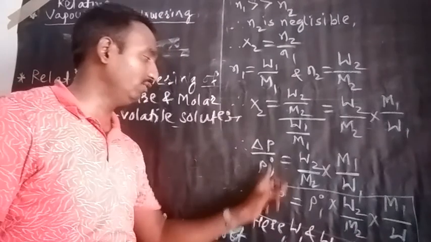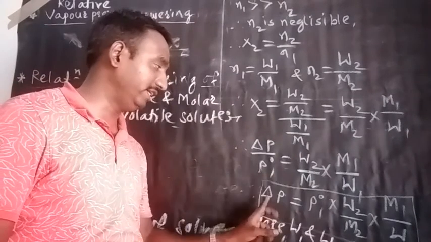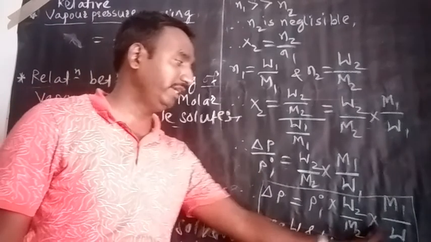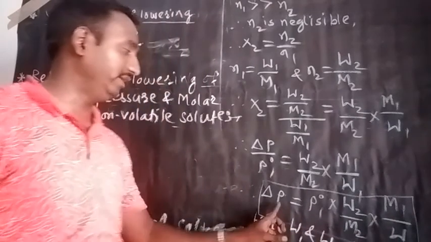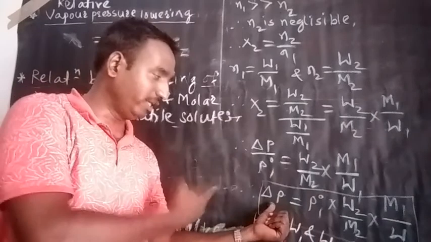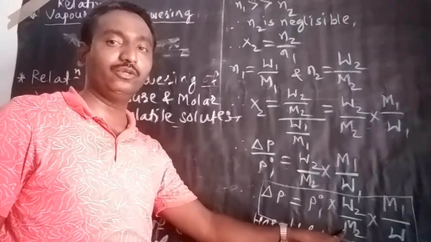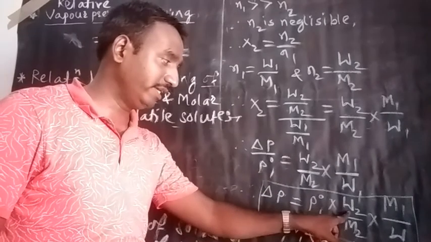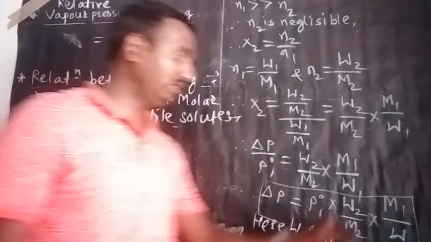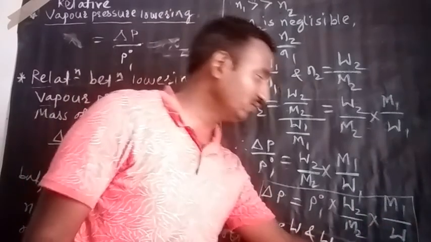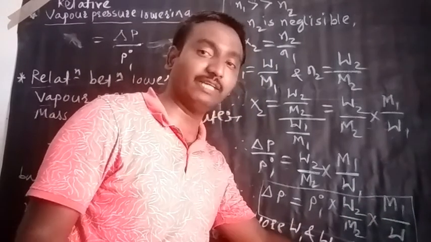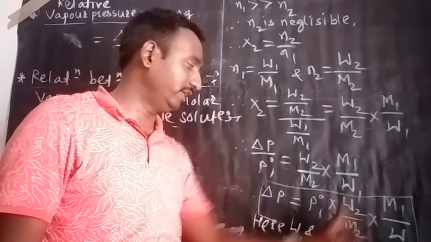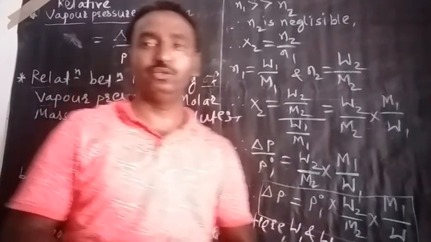When we put the P01 term on the right hand side, it becomes delta P is equal to P01 into W2 upon M2 into M1 upon W1, and this is the relationship between lowering of vapor pressure and the molar mass of the non-volatile solute. You can see here that W2 and W1 are the given masses of the solute and solvent. 2 stands for the solute, 1 stands for the solvent. M1 is the molar mass of the solvent, and M2 is the molar mass of the solute.